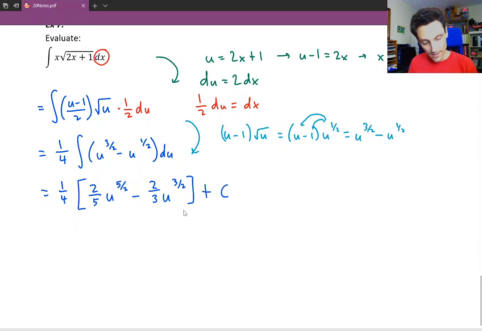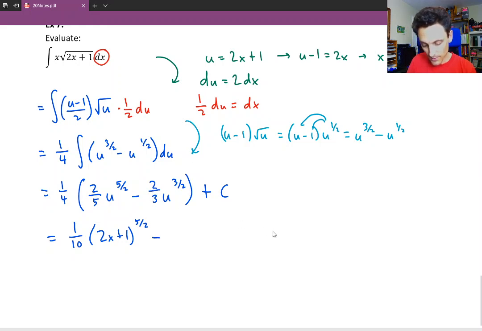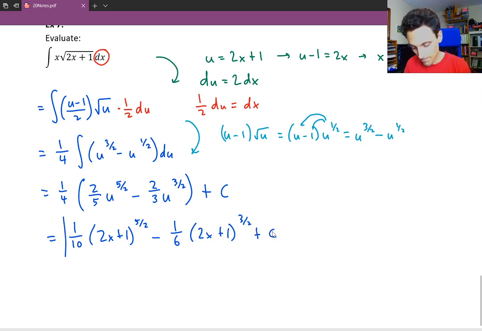Now I use brackets, but you can also use parentheses. Either way. I'm going to change these to parentheses, actually. There. Looks a little bit nicer. Less rigid and pointy. Okay, so the only thing left to do is simplify. So we're going to distribute the 1/4. That'll cancel off with a 2 and give you 1/10. We're also going to replace the u's back with 2x plus 1 to the 5/2. Then we have 1/4 times 2/3. The 2 will cancel. We have 2 times 3, which is 1/6. And then again, going back to x, plus c.